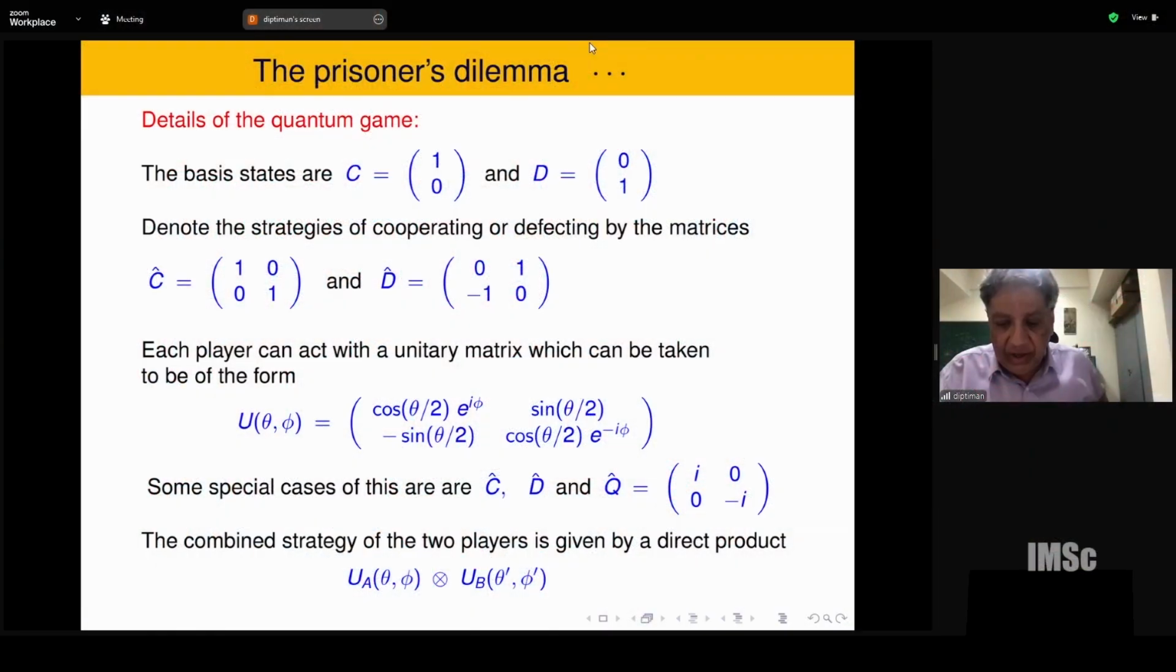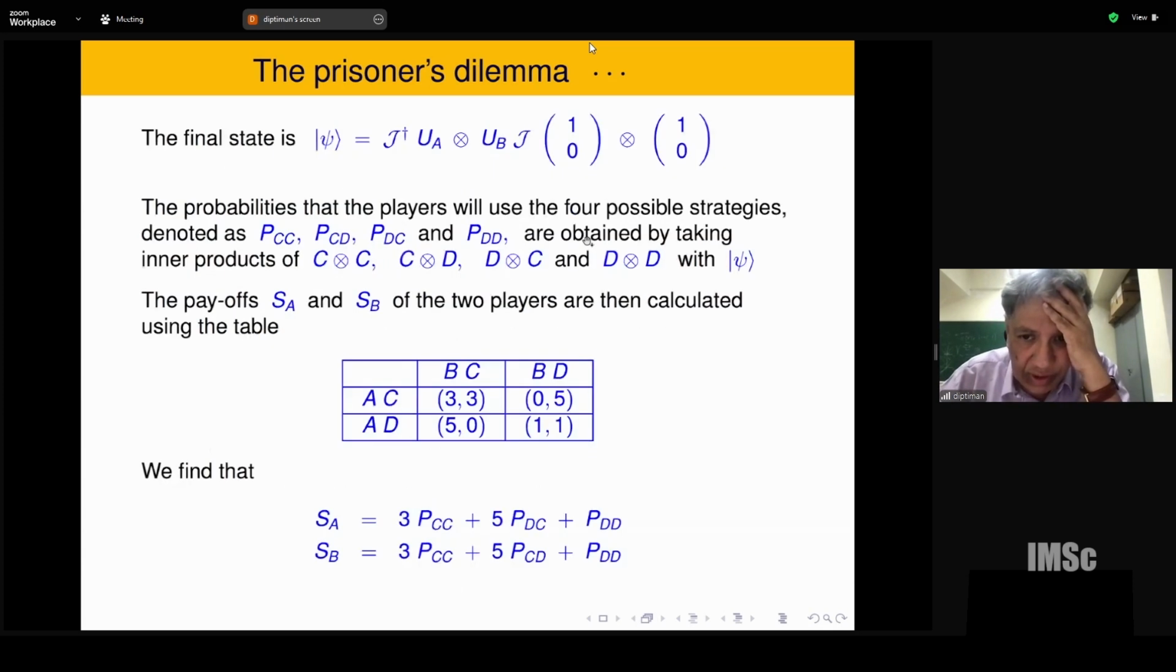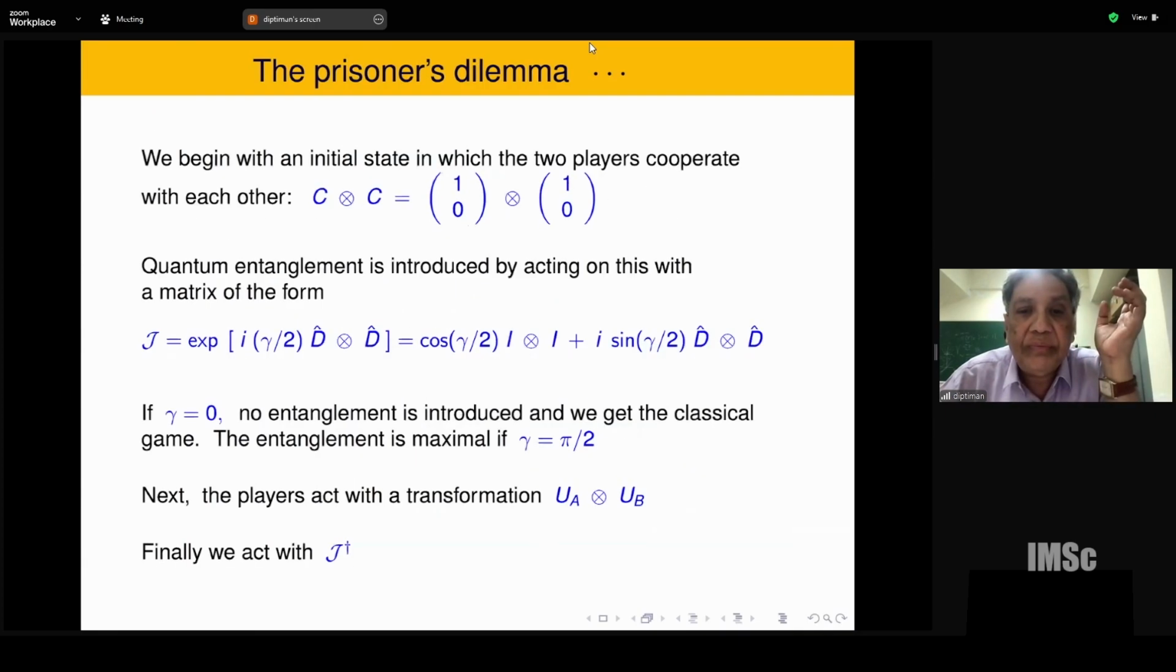Entanglement here is sort of analogous to entanglement of two spin halves. Let's go back. You're acting with this matrix J on the initial state. The initial state is 1,0 times 1,0, so if you like, spin up times spin up. Now, when J acts on it, it produces a superposition of two states: spin up times spin up with cos of gamma by 2. What does D do? D flips both of them to down.